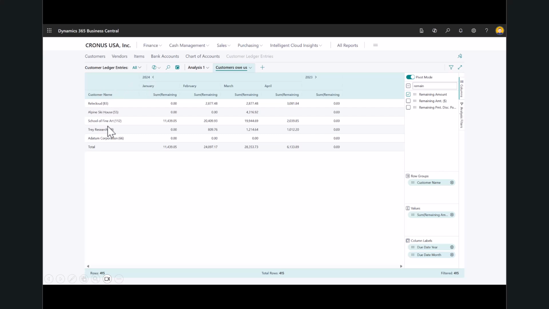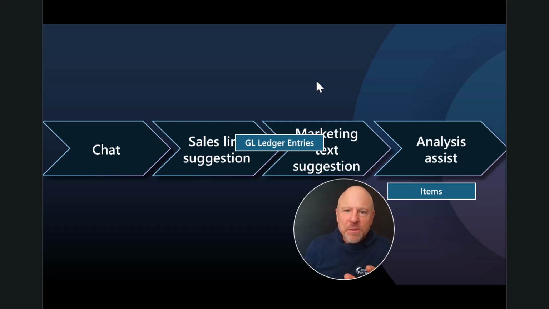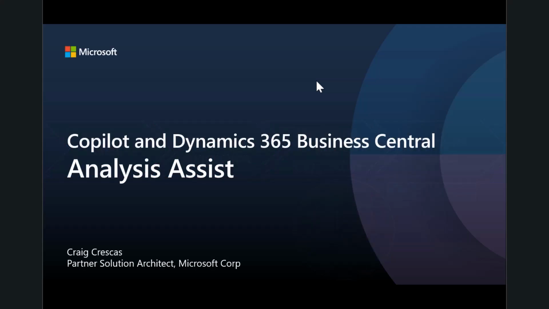And that's in a pivot table mode, all the customers who owe us based on the sum, and that's outstanding based on the periods. So you can see, again, I could always have done that on my own manually, but just with a few phrases and questions I'm asking Copilot, it was able to analyze that list for me. So again, those are two examples with Analysis Assist to help you get started with Copilot in Business Central.